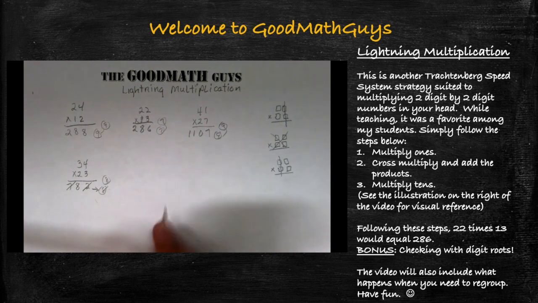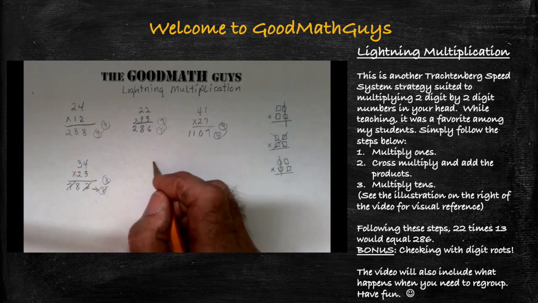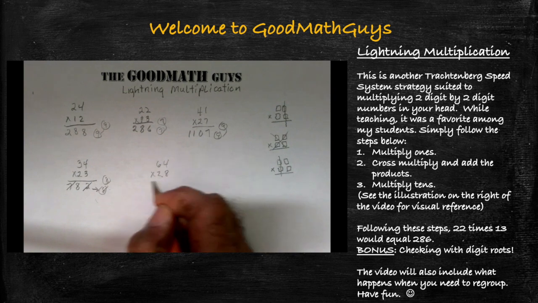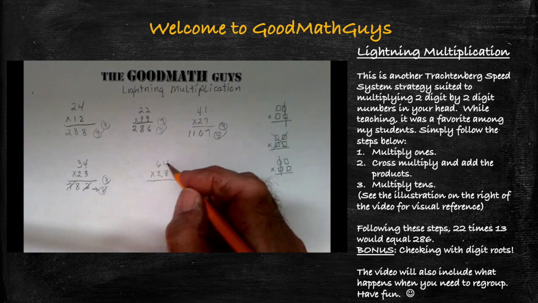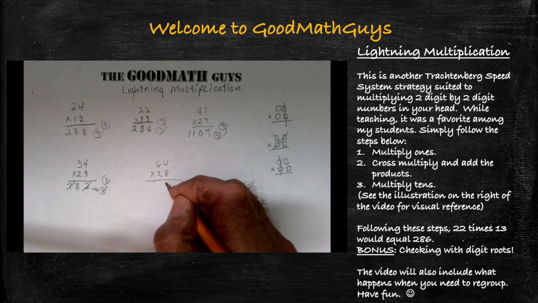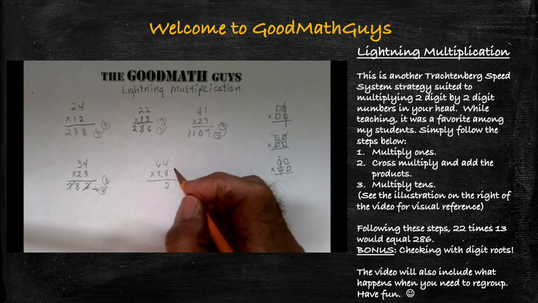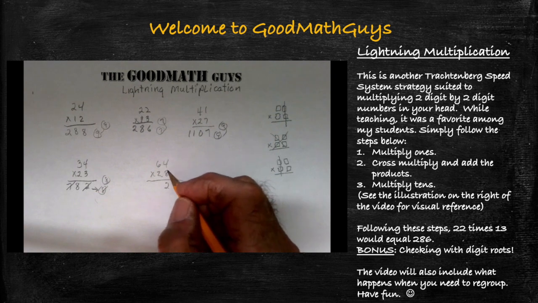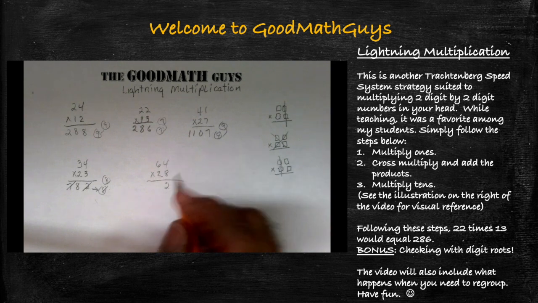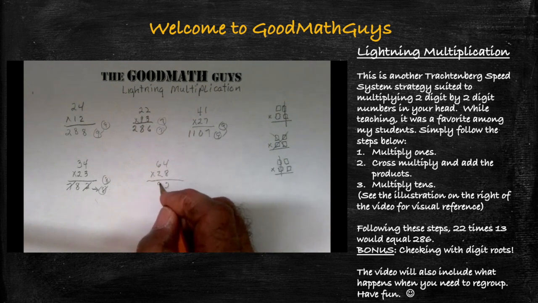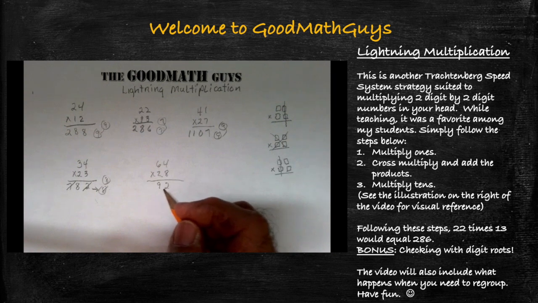One more, and then I'll let you guys try some on your own. 64 times 28. Okay, here we go. Regrouping involved here now. First thing we do is multiply ones. 4 times 8 is 32. We're going to record the 2 and hold the 3 in our heads. Now, remember, you got 3 in your head. 6 times 8 is 48. 2 times 4 is 8. 48 and 8 is 56. Plus the 3 in my head is 59. Record the 9. Keep 5 in your head.